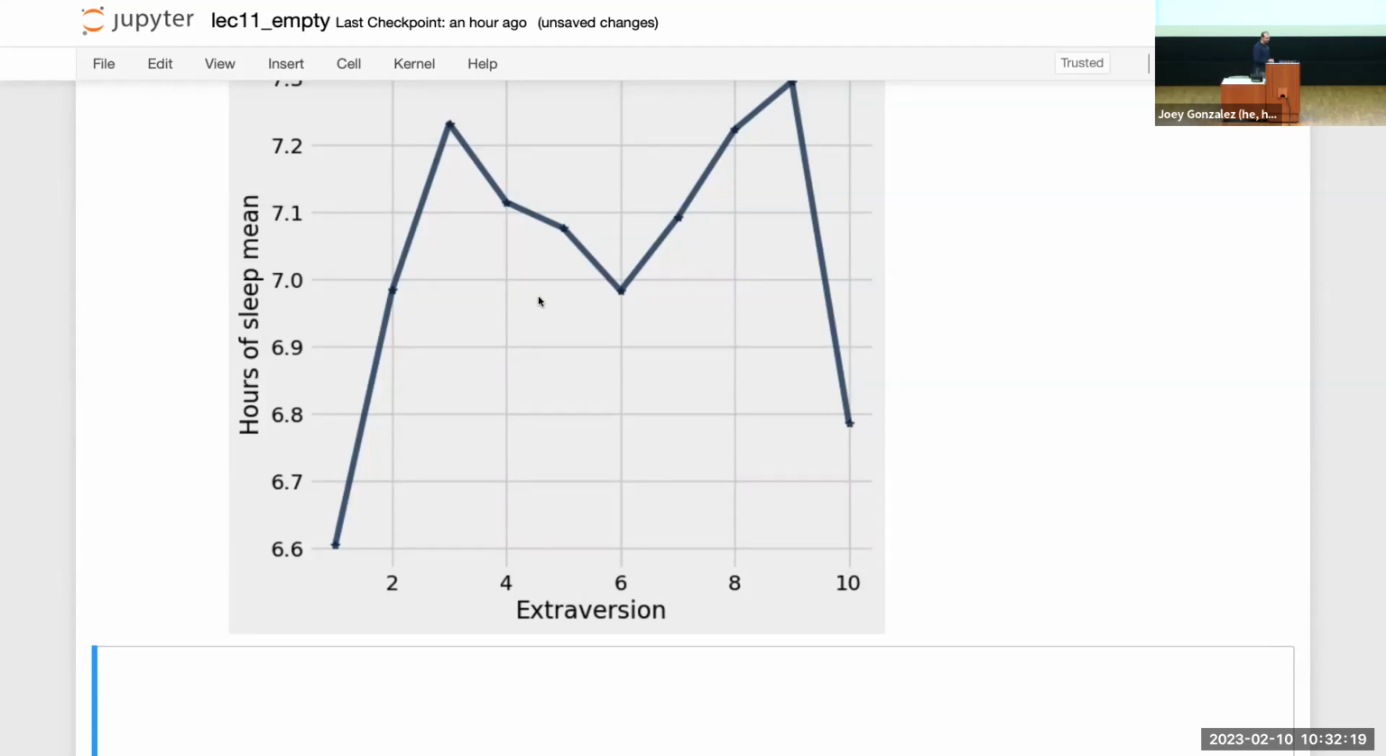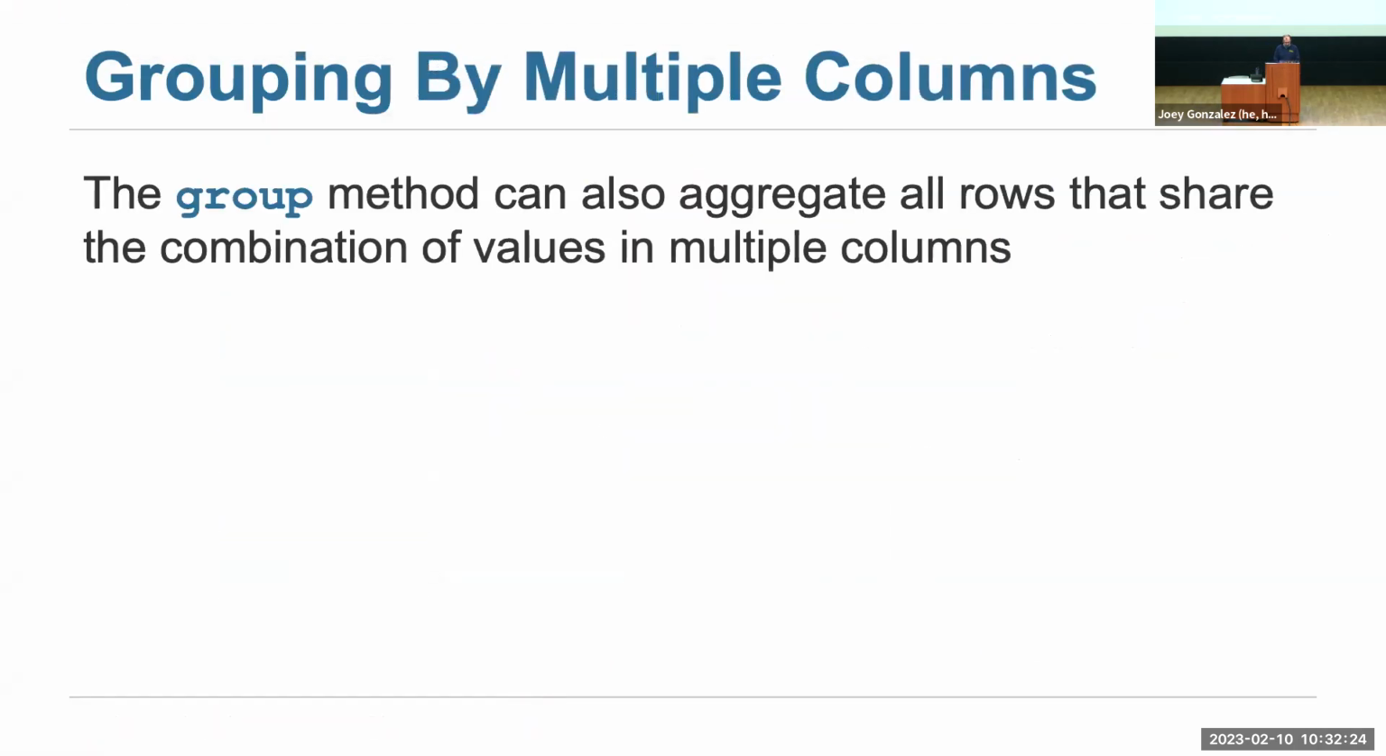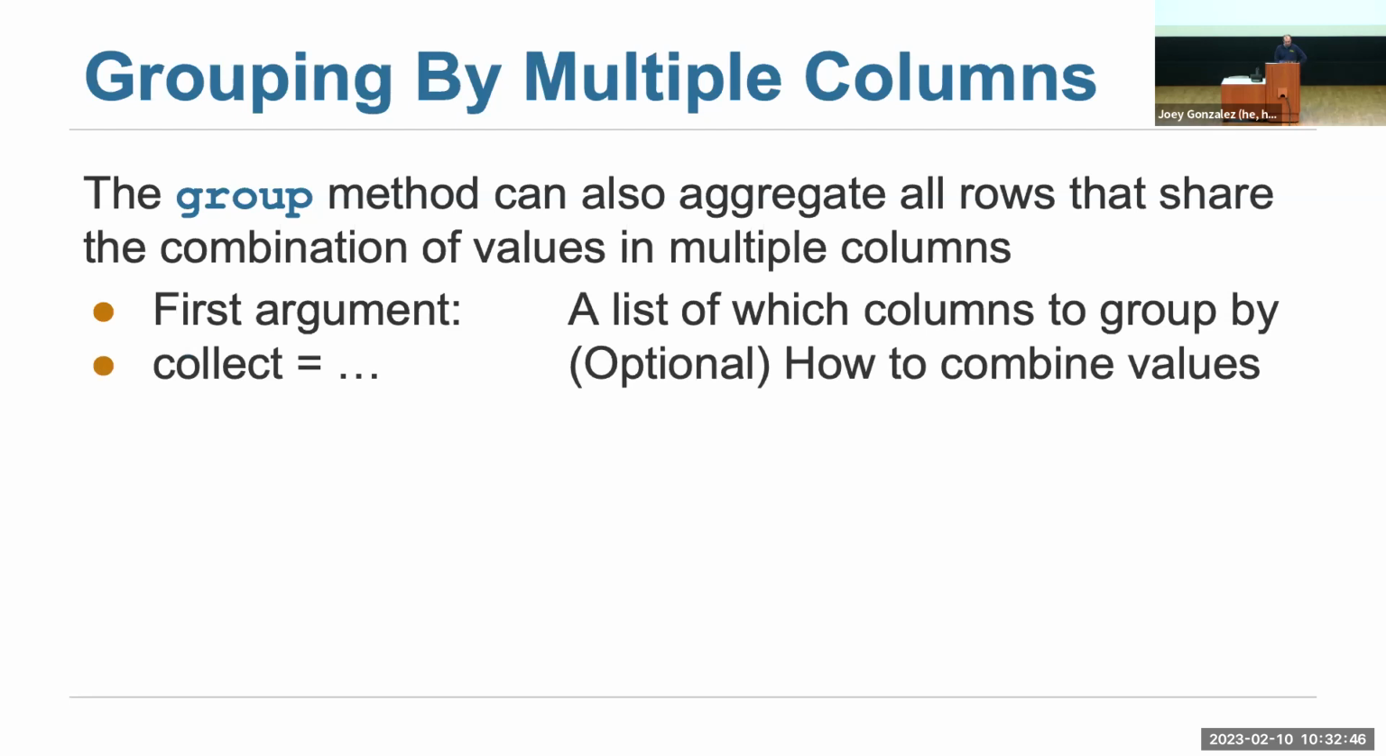Okay. Now for the fun stuff. Okay, so we did grouping. So in summary, the group method can be used to aggregate rows that share the same combination of the values in the columns that I've chosen to group on. The first argument is a list of columns to group by. So I had to put a list. I only used one column so far. In a moment, I will use multiple columns to group. The collect operation, which is optional, determines how to combine the values in each of the remaining columns that I didn't group on. And it's applied to one column at a time.